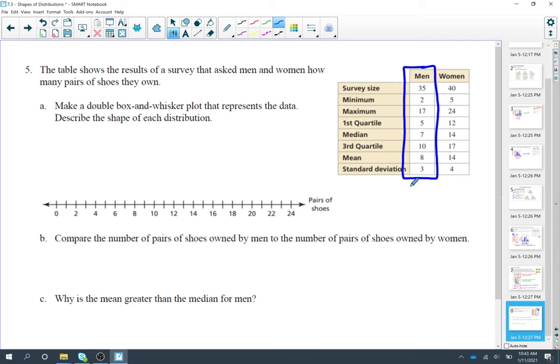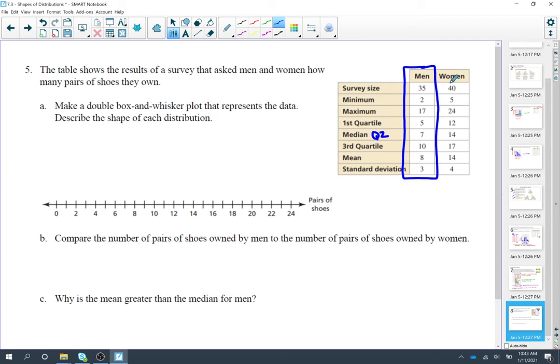If we're making a box and whisker plot, we need the 5-number summary, which is the minimum, the maximum, Q1, Q2, keep in mind this is Q2, and Q3. They've also given us the mean of the data set and the standard deviation. And they told us how many people. So they surveyed 35 men about how many shoes they had and 40 women.